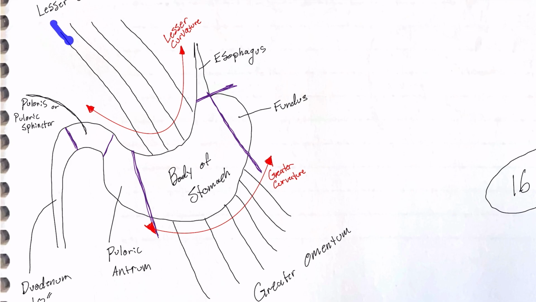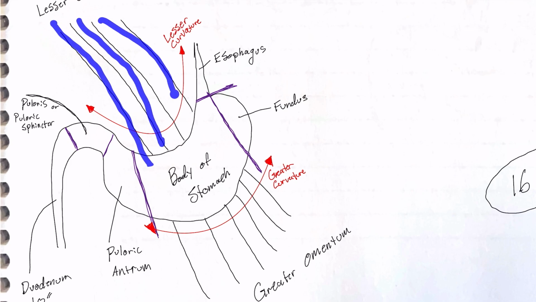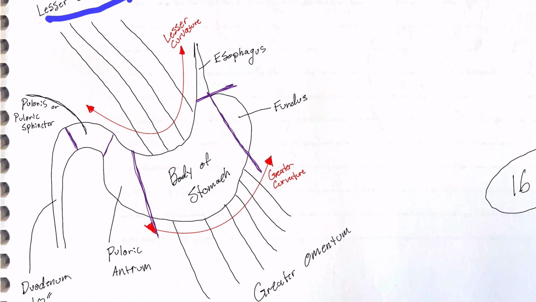Connecting in to where these curvatures are, you have a lesser omentum and a greater omentum. And from what I understand, I'm not 100% sure on this, but I'm pretty sure that these omentums are just going to be suspensory ligaments for the stomach. They're really holding it in place. When you look at pictures and stuff like that, they don't look like really dense tissue like muscle or anything like that. So I'm pretty sure it's just really suspensory ligaments.